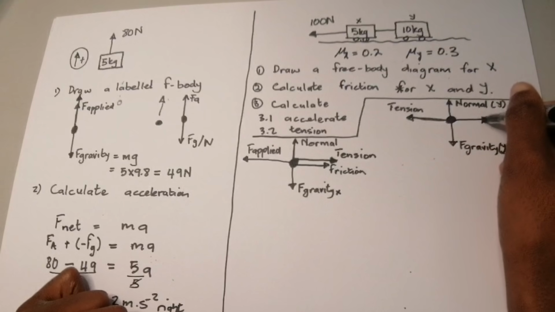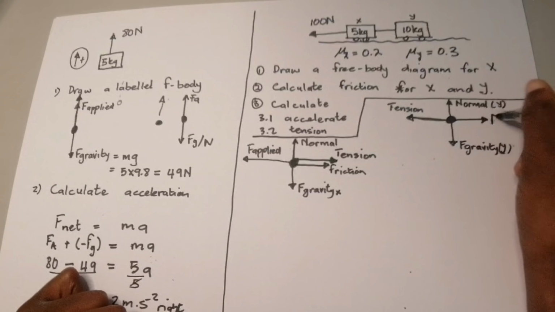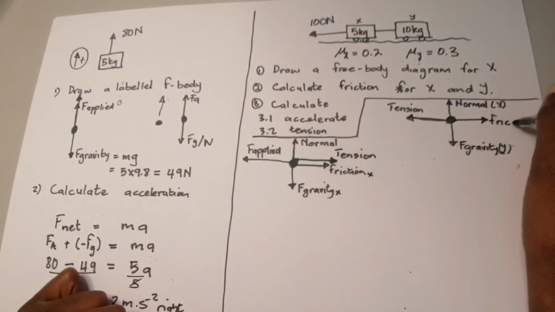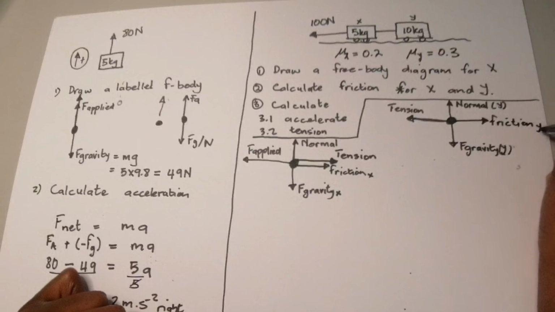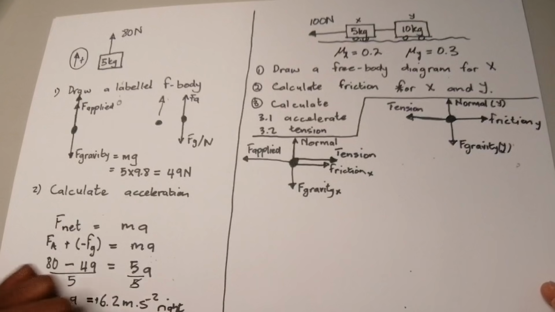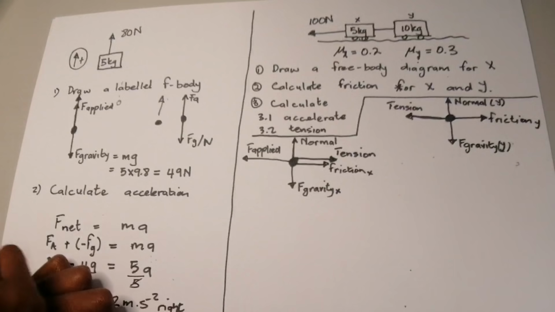Okay, in this case there's friction. Remember, it's opposing the motion. So this is the friction: this is friction X, and this is friction Y. Awesome stuff. Right, now the second question.